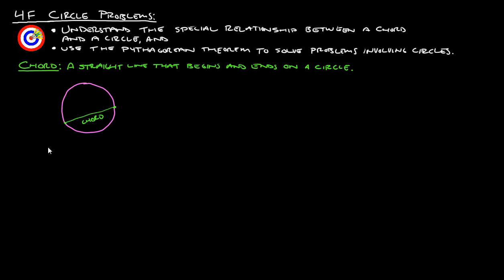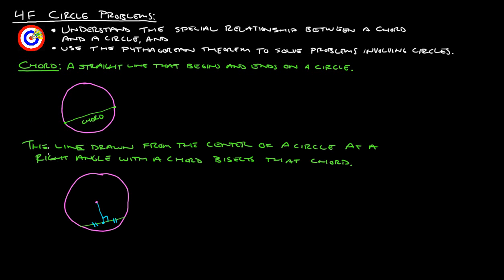Okay. Now with that, the line that is drawn from the center of a circle. So here's the circle, here's the center, and a line that's drawn from the center of a circle at a right angle with the chord here. So in other words, it goes straight down to the chord and makes a right angle. If it does that, it actually bisects that chord, so it cuts it into 2 equal pieces. So at this point here, this length is the same as that length. Okay?